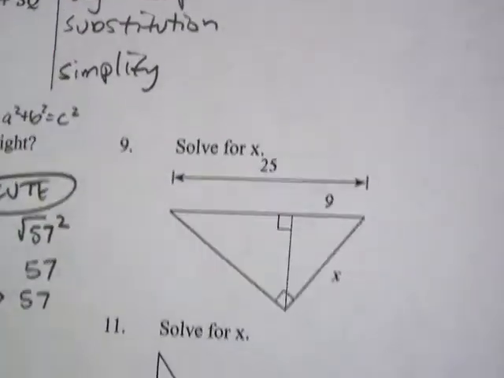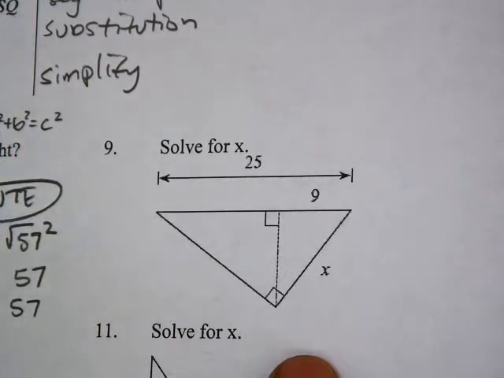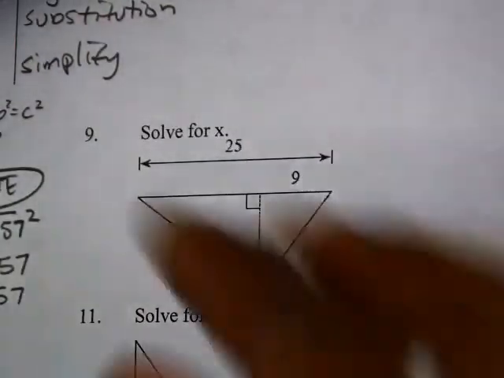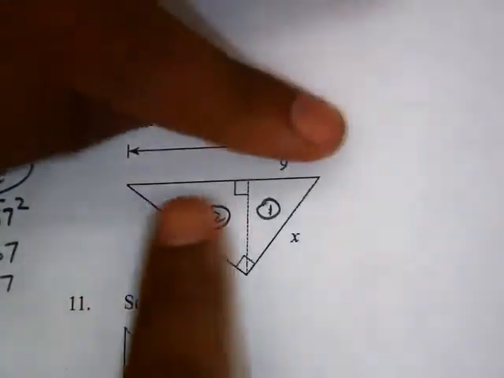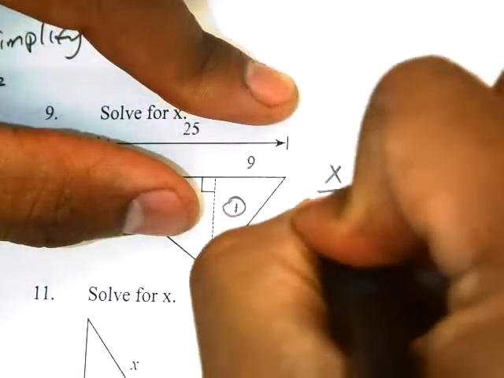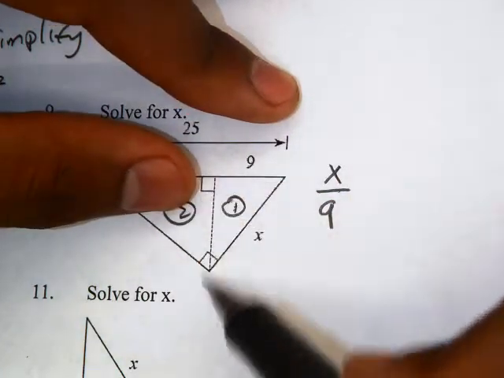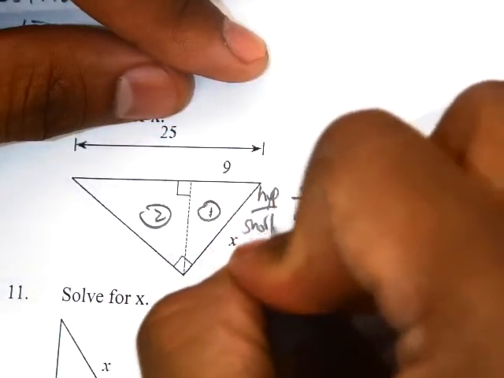In number 9, this is actually from chapter 9, but I have 3 right triangles. I have a big right triangle, and it got split, creating 3 similar right triangles. So I'm going to refer to this as triangle 1 and 2, and the big one as 3. In triangle 1, I can write a proportion. I can write x over 9, comparing the hypotenuse over the shorter leg. So I'm comparing the hypotenuse with the short leg.